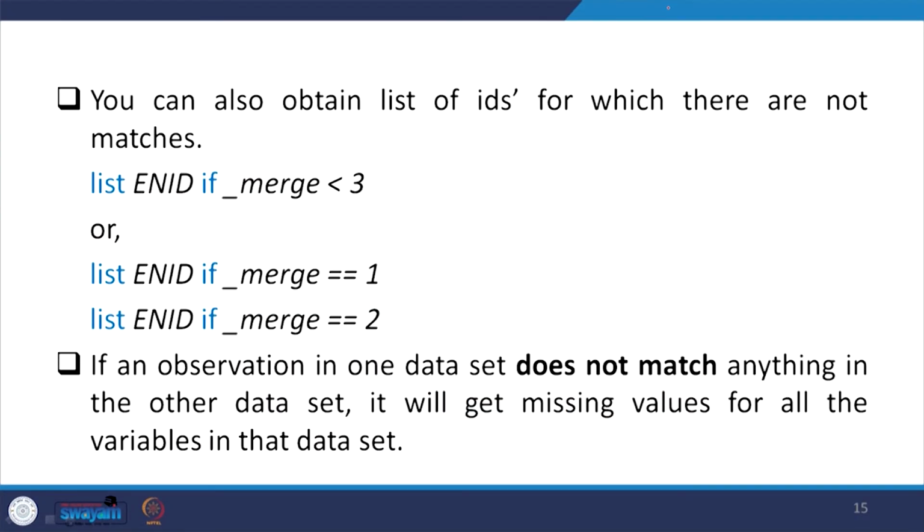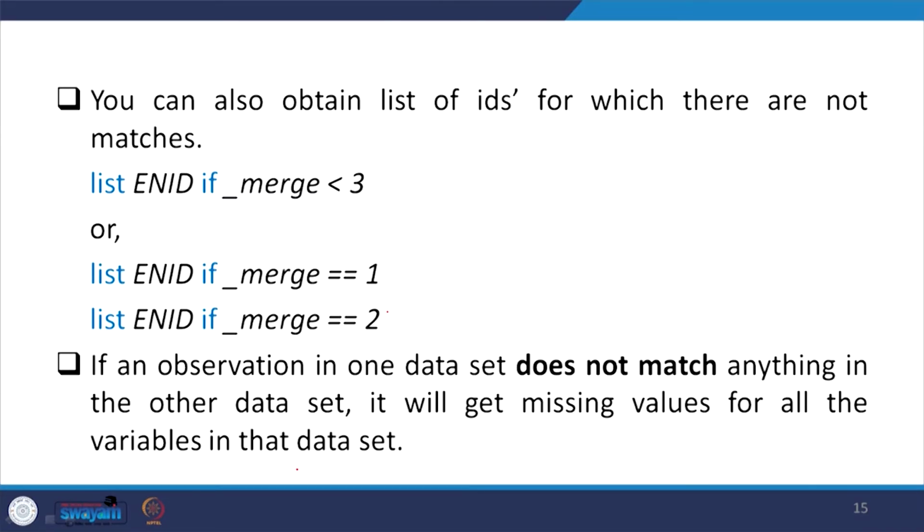Now, let me guide you through the other details so that you need not be confused further. You can also obtain a list of IDs for which there are no matches, like list ENTID if merge is less than 2, that is 1 and 2. If you mention less than 3, it will automatically list out the codes 1 and 2. So, in a single command you can give less than 3.